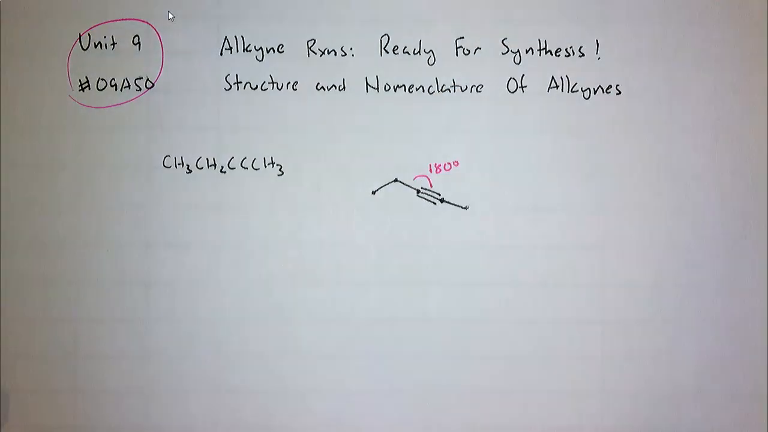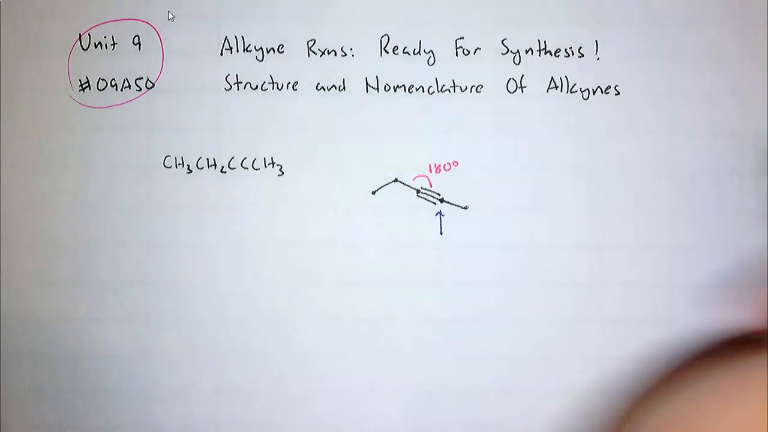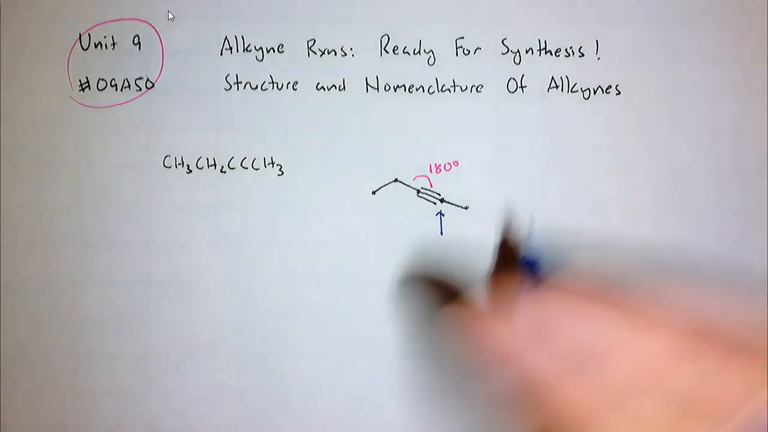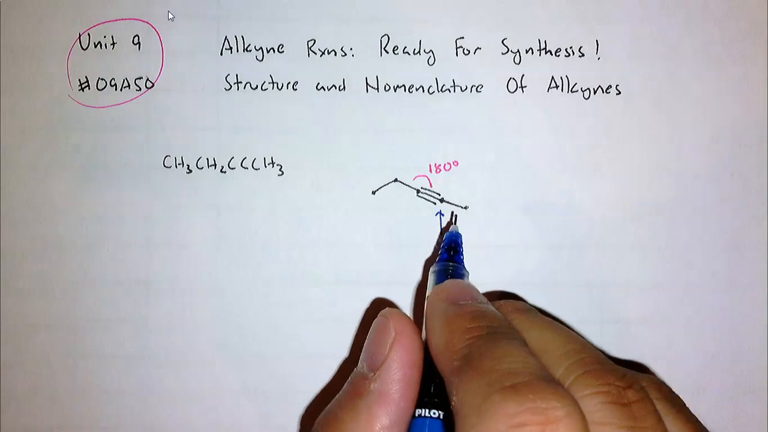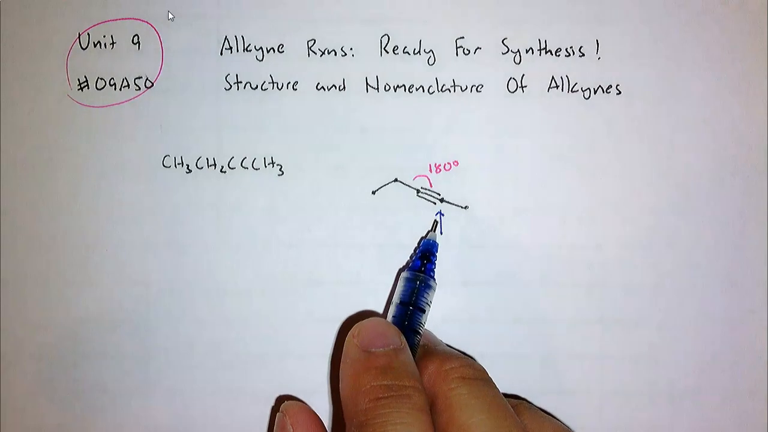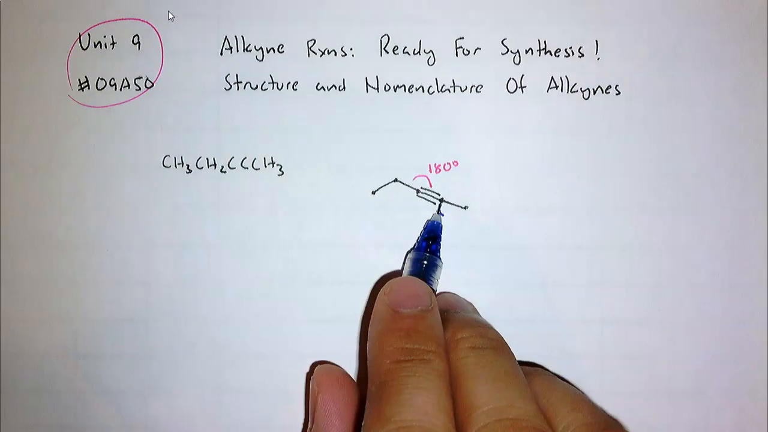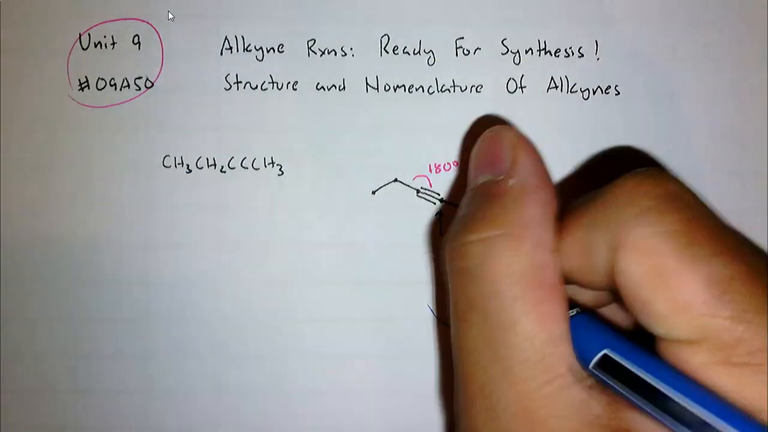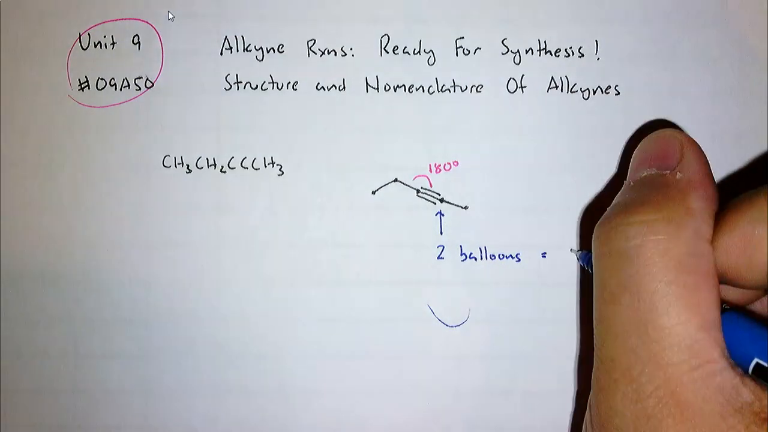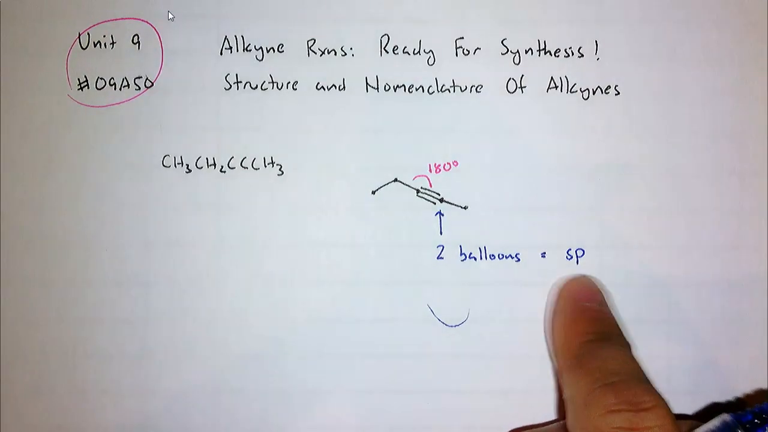In terms of hybridization, the way that I teach it is that you count the number of balloons, and the balloons around a carbon represent the areas of electron density. Now, a bond and a lone pair count as an area of electron density, but also double bonds and triple bonds, each of those count as only one area of electron density. So here we have around this carbon 2 balloons. 2 balloons. And that's synonymous with an sp, because we have 2 atomic orbitals mixing to make 2 sp orbitals.